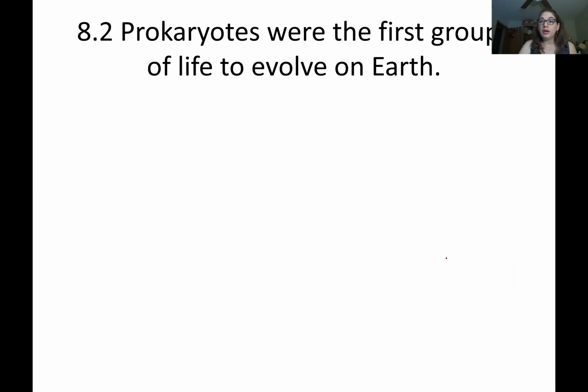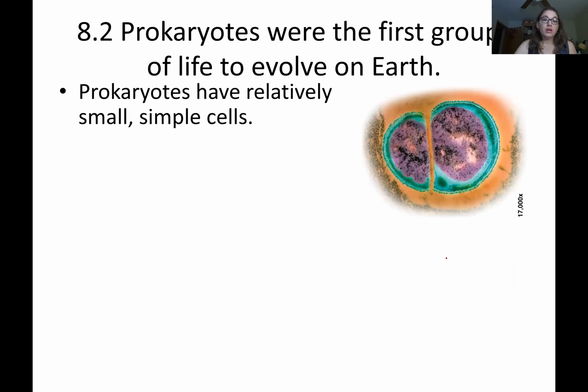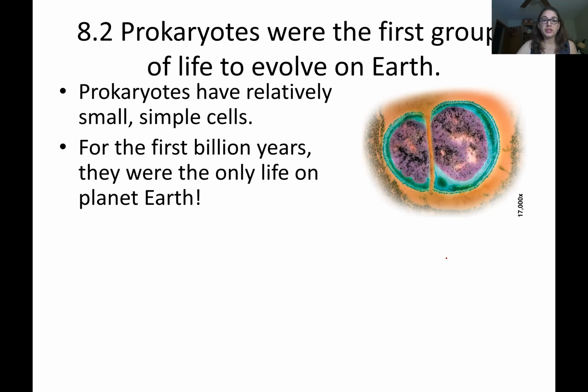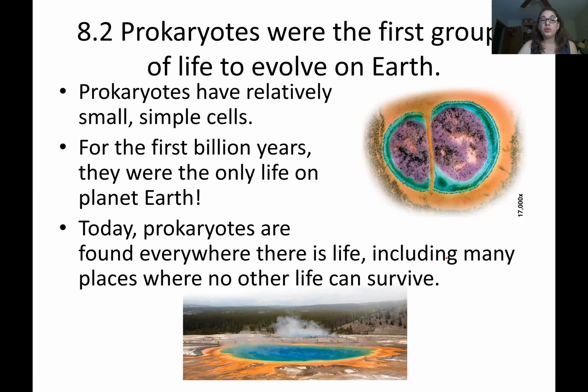Okay, prokaryotes were the first group of life to live on Earth and to evolve. So prokaryotes have very simple, smaller cells compared to eukaryotes. They're smaller, they do not have a true nucleus. They are more simple, they have less complex structures. So looking at the fossil record, we know that prokaryotes seem to have originated first and were the only living organisms for a long time. Today, we can find prokaryotes everywhere. Anywhere there's life, and sometimes when there isn't other life, you will find prokaryotes.